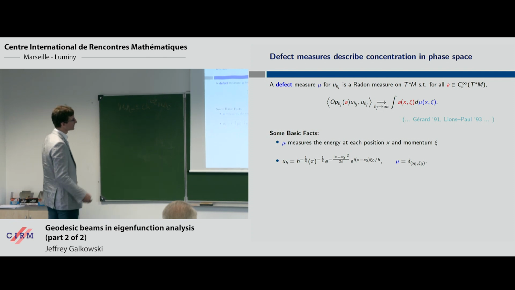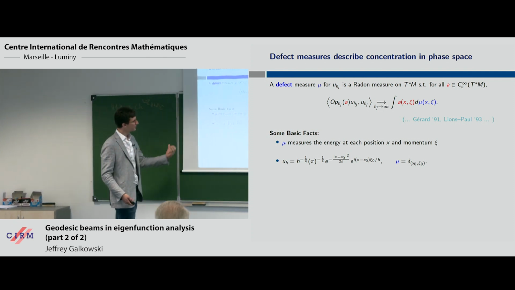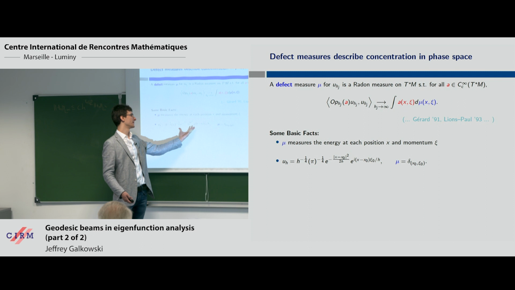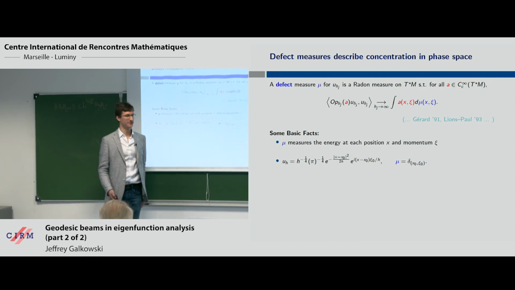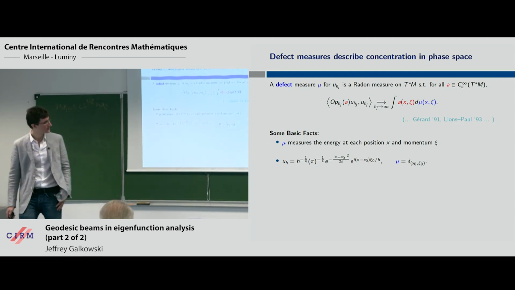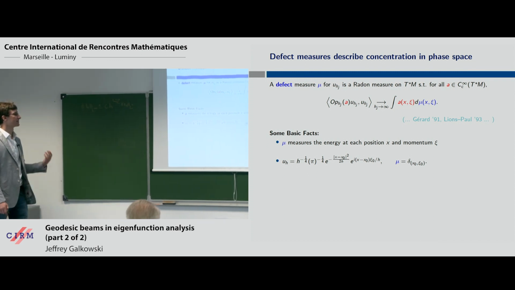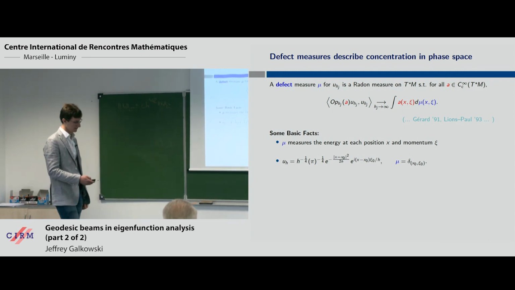Right, you can just look at this function and see that all of the mass is really at position x naught, and all of the mass is really at momentum ξ naught. So this is making sense. This is really telling me about where the energy is.